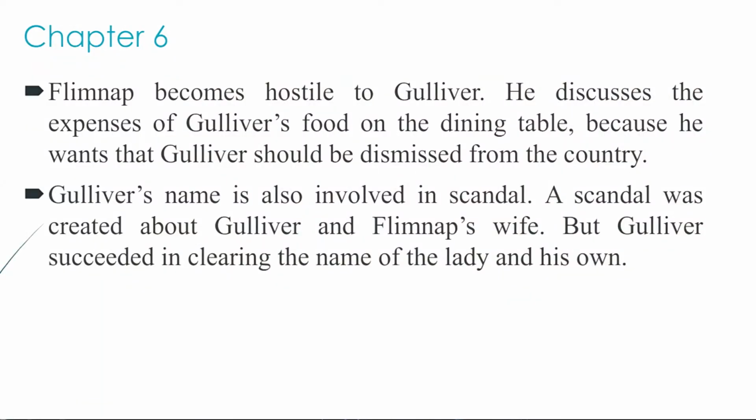Flimnap becomes hostile to Gulliver. He discusses the expenses of Gulliver's food on the dining table because he wants Gulliver to be dismissed from the country. Gulliver's name is also involved in a scandal. A scandal was created about Gulliver and Flimnap's wife, but Gulliver succeeded in clearing the name of the lady and his own. Okay, so here we come to know that there are scandals going on.